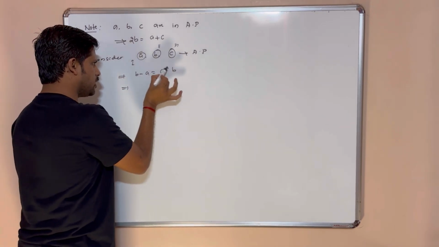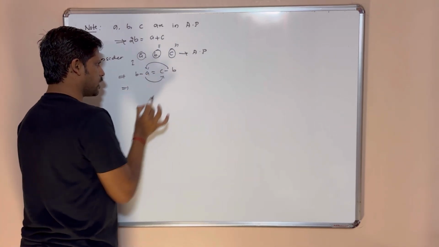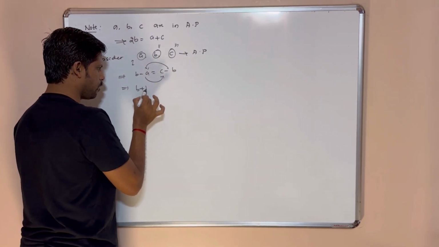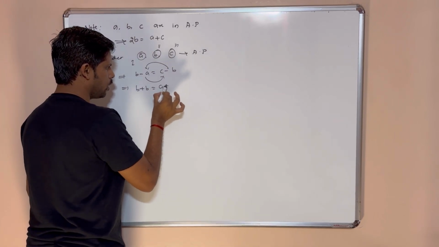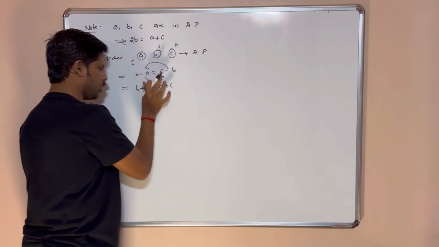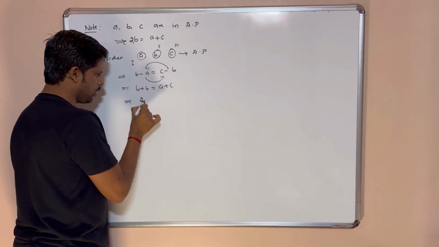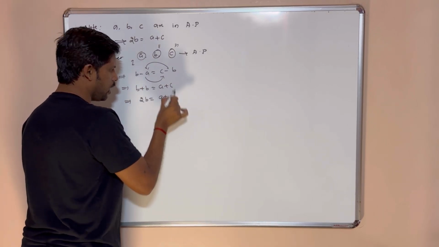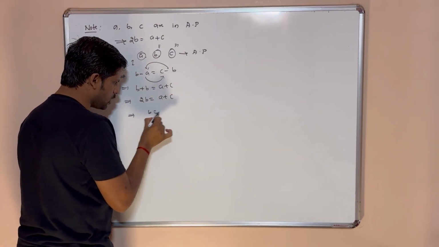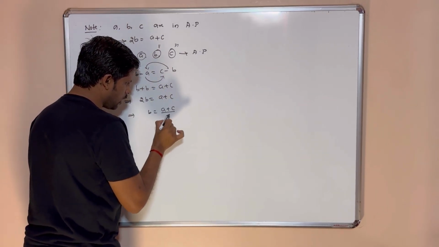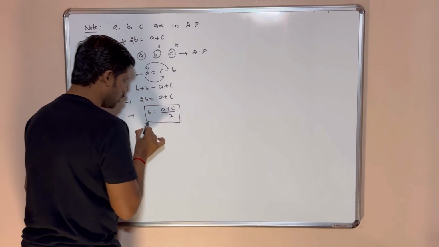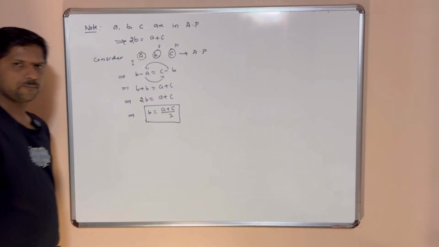Now take this minus B to this side and minus A to this side. This becomes plus B, and minus A becomes plus A. B plus B is 2B, equal to A plus C. Or else this can also be written as B is equal to A plus C divided by 2. So this is the third formula.